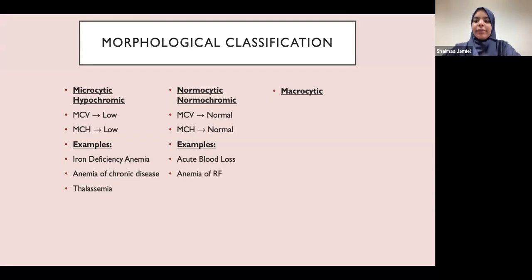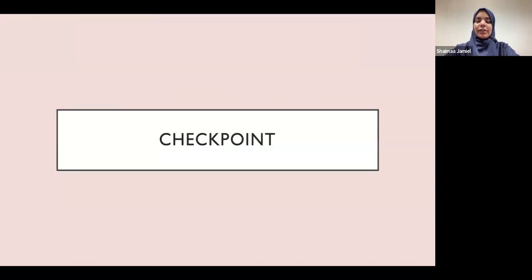Macrocytic, what's the MCV? High. Okay, examples of macrocytic. It's two deficiencies. Vitamin B12 or folate deficiency. Yes. Okay. Checkpoint. Do you guys have any questions about dividing by morphology? Classifying anemia by morphology? Okay. If there's no questions, I'm going to move on.